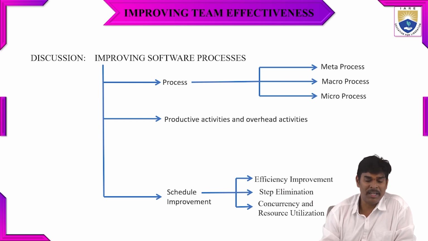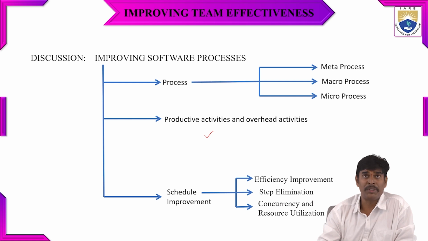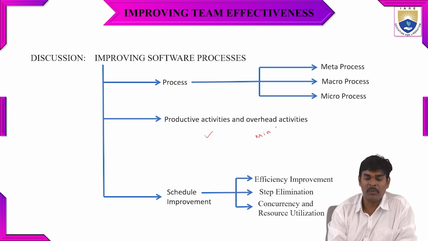We have productive activities and overhead activities. Productive activities are such things as deploying the product, coding, maintenance, implementation, and testing. Overhead activities are such as planning, what the actual resources are that we are going to use. The main difference is that we need to minimize these overhead activities so that the productive activities get more accuracy as well as efficiency.